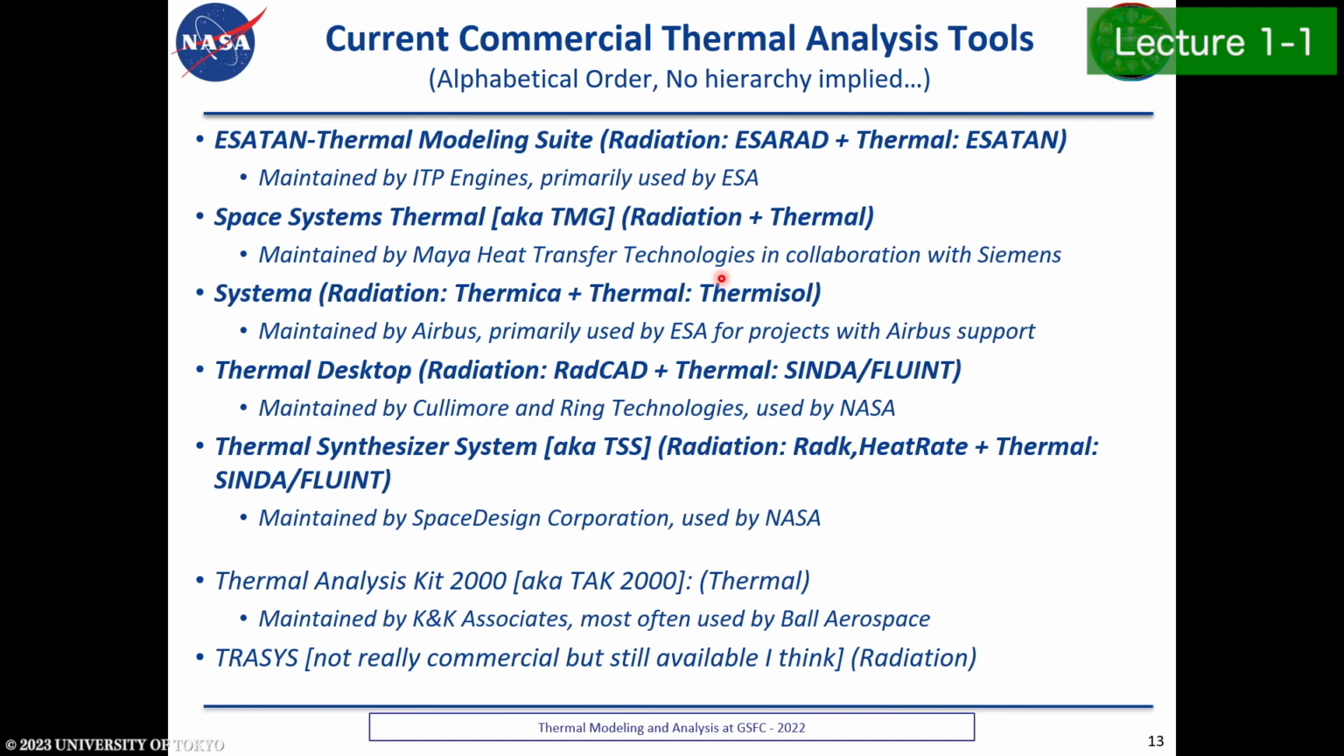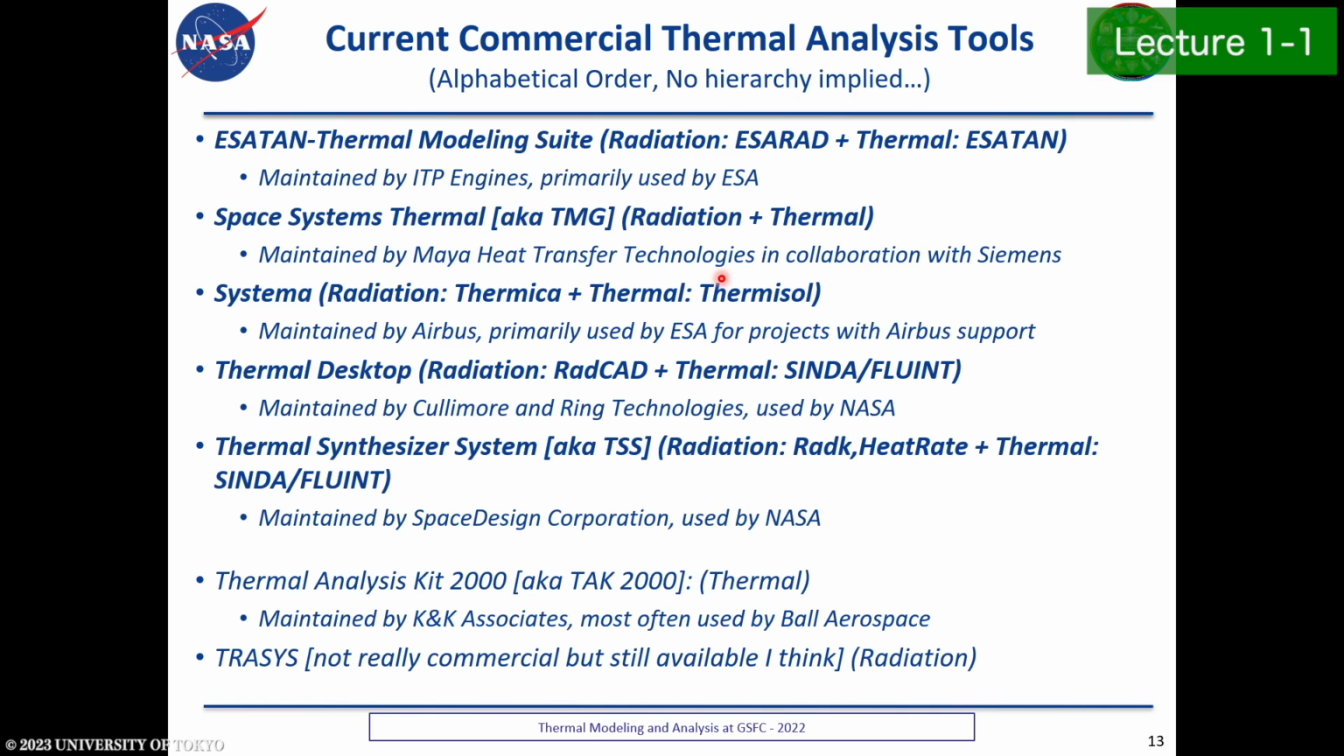There's Space Systems Thermal, NX, TMG, Thermal Model Generator. This is Maya Heat Transfer Technologies, part of the Siemens family of products. It does radiation and thermal as well. Sistema is an Airbus product, used very often on ESA projects with Airbus support.